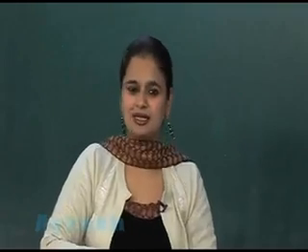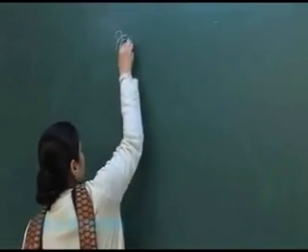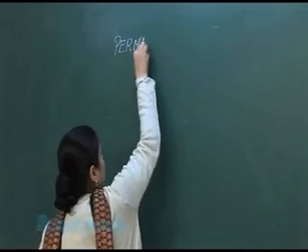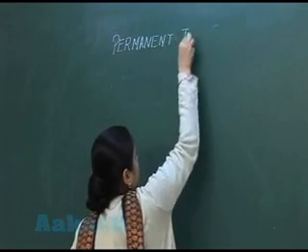Hello students, in the previous lecture you have studied meristematic tissue. So now we are going to deal with the second category, that is permanent tissue. So let's start with it. Permanent tissue.